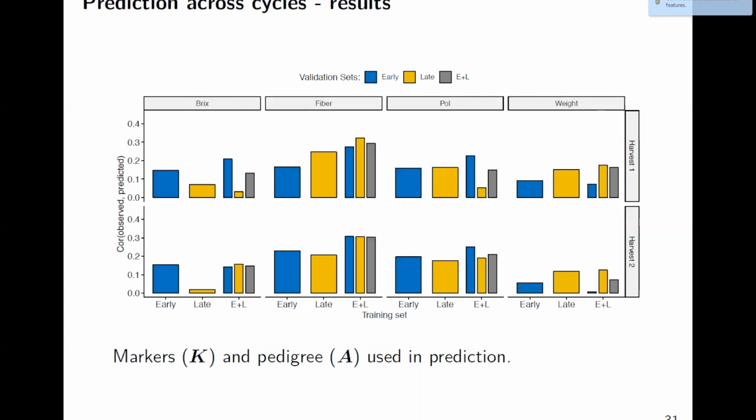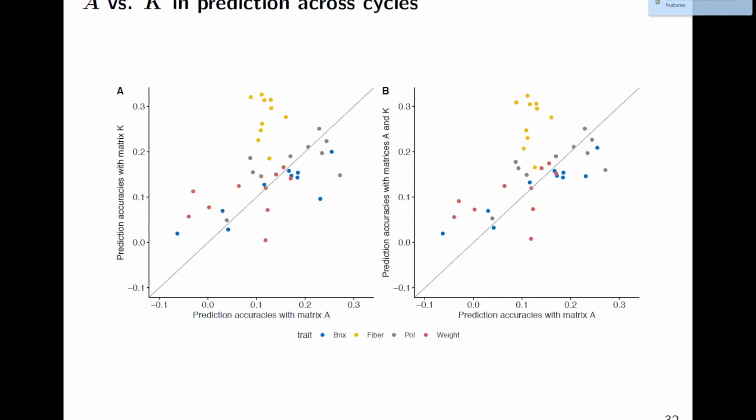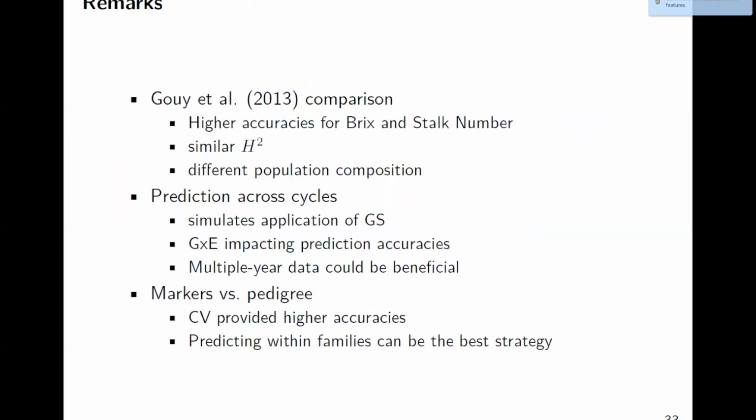We can also include the early and late seasons together for prediction. In this case, we get some cases, especially here in fiber, where there is a bump in the prediction accuracy, and in some cases, actually, a big drop. The same comparison here is between prediction using markers and pedigree. Now it's not super clear; there's not a clear advantage for using the markers in this comparison. So, some final remarks on these analyses.